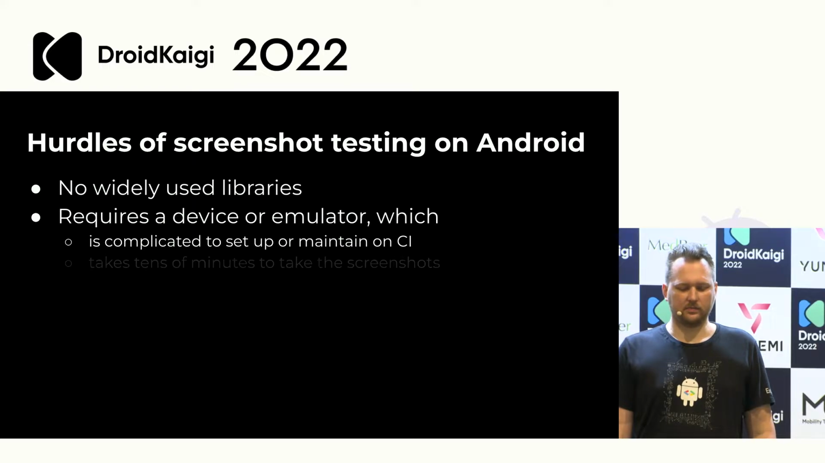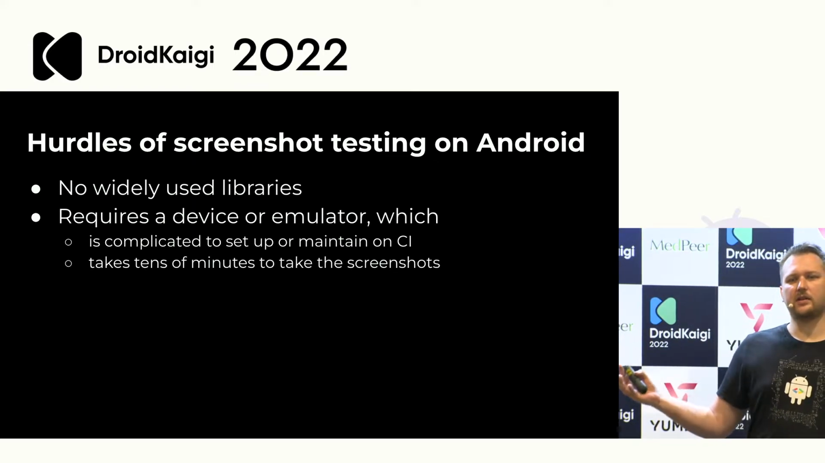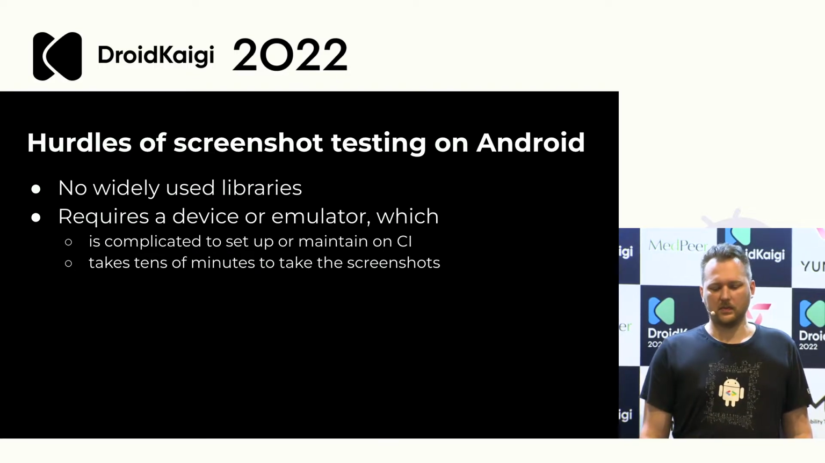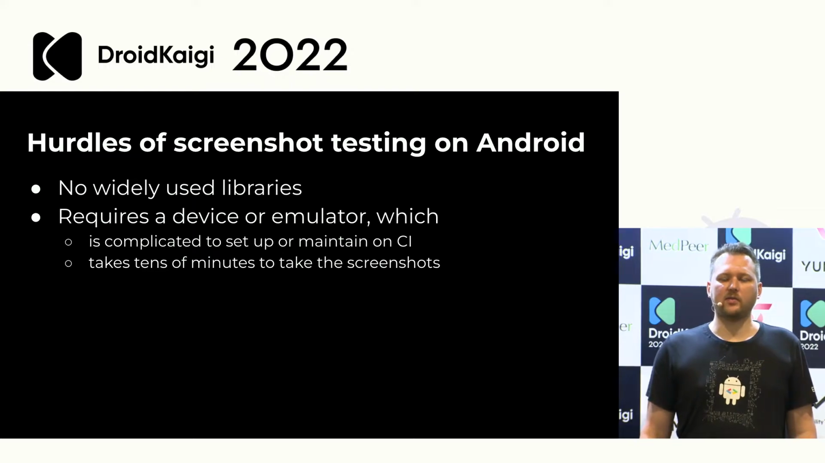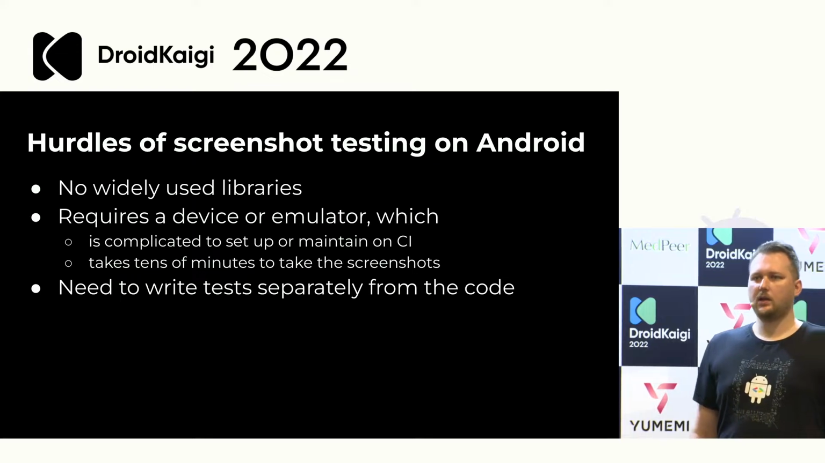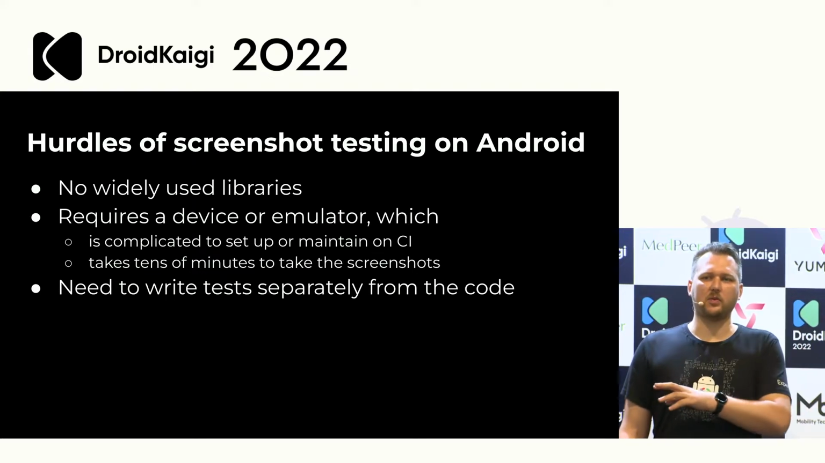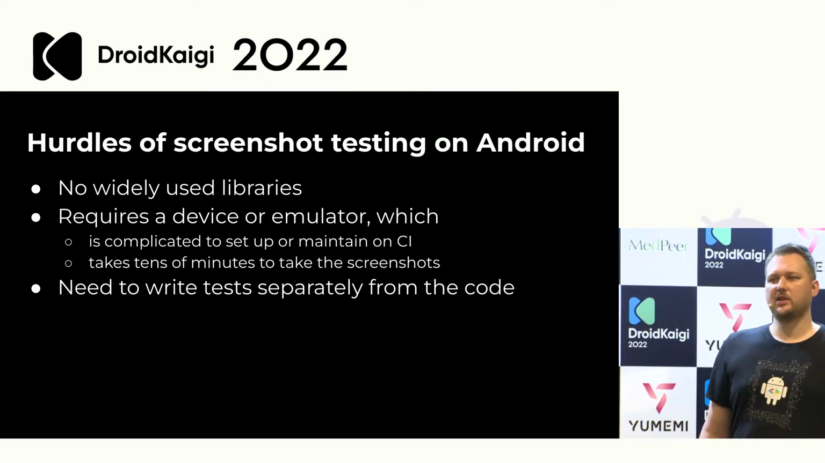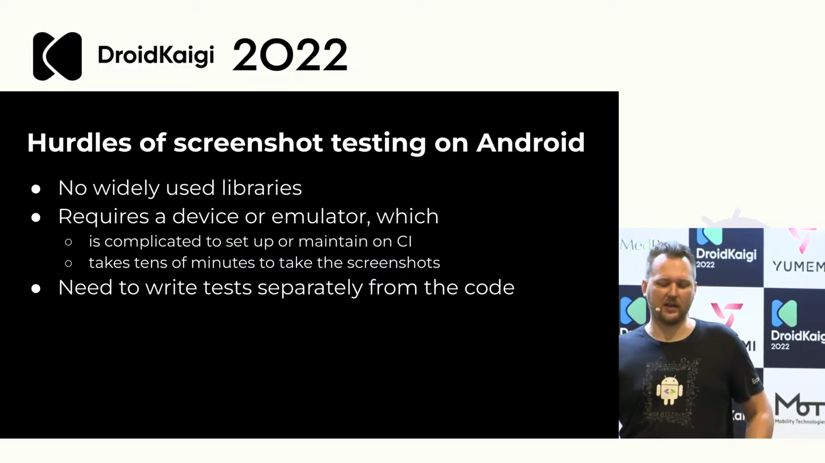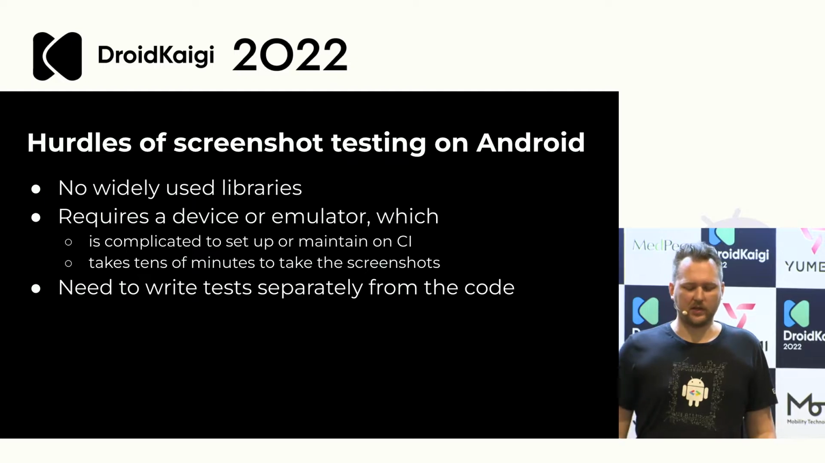So that's another hurdle. And when the CI is running, it takes tens of minutes with the emulator to take all the screenshot tests. So it can slow down the development, which some teams don't like. And the last one, you have to write the tests separately from the code. It's not such a big deal, but sometimes you are in a rush to just deliver features, and then you don't have time to write tests separately.